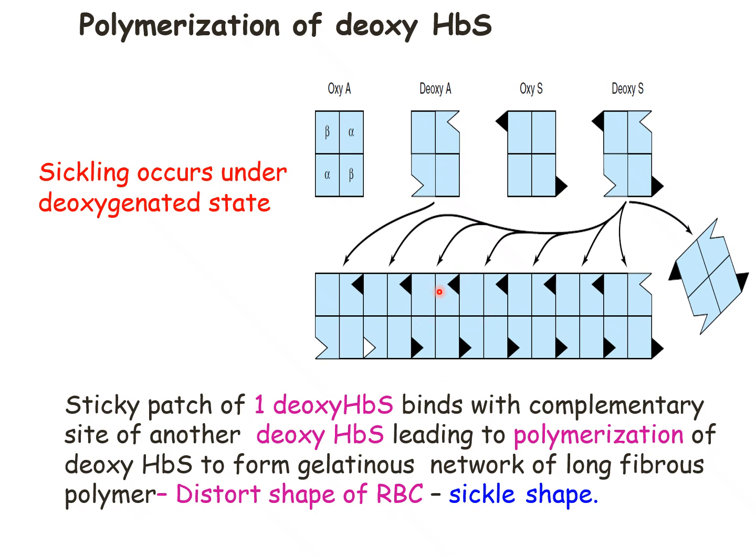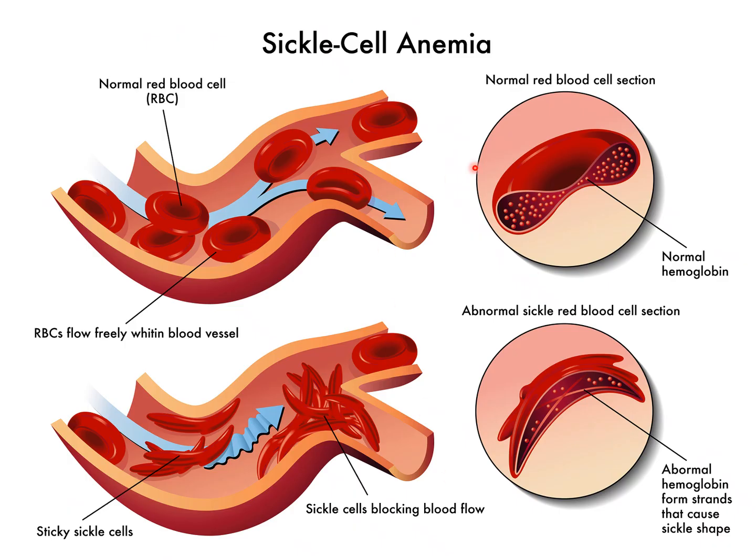You just see how far the RBC sickling occurs under the deoxygenated state. When the hydrophobic amino acids are attached more, only these sticky patches happen. A sticky patch of one deoxyhemoglobin binds with another to form deoxy-HbS, leading to polymerization of deoxy-HbS to form a gelatinous network of long fibrous polymer. So there is distortion in the shape of the RBC, which is nothing but the sickle shape. So this is sickle cell anemia.